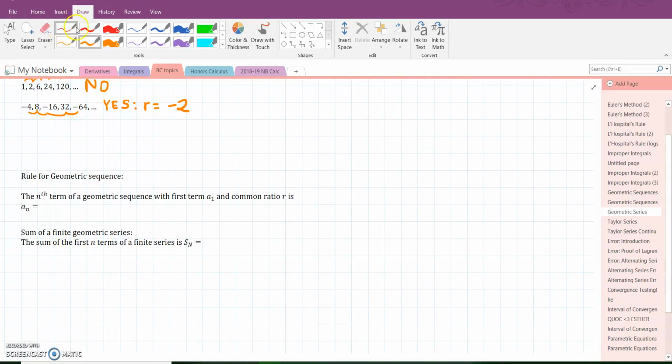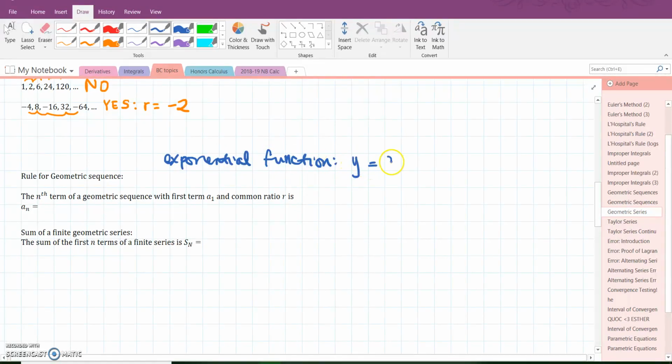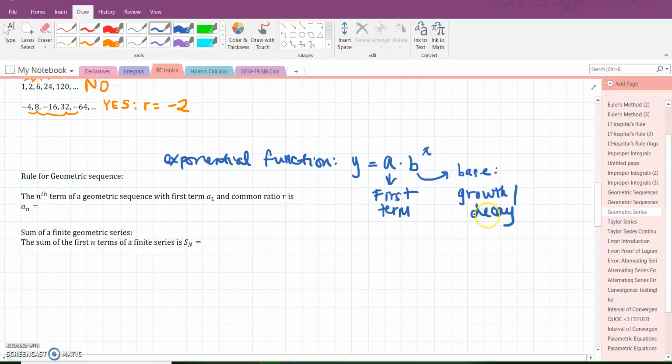Now, one rule you're going to need to know here, first of all, let's think back to Algebra 2. Whenever you had an exponential function, and make sure you write this down, you learned that an exponential function can be written as y equals a times b to the x, where a is the first term, the y-intercept, the starting value, and b was your base, your growth or decay factor. That was whatever you multiplied by each time.